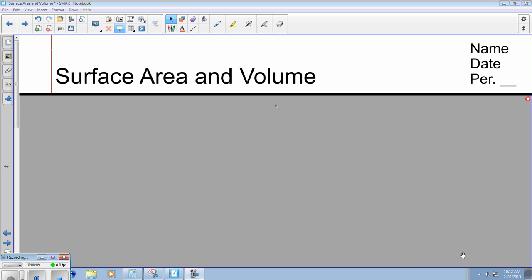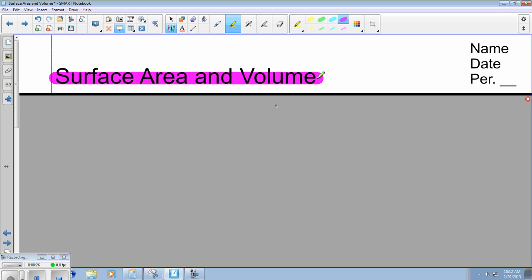So if you would go ahead and get your paper set up, you can put this title at the top and make sure you have your name, date, and period over on the right-hand side. And I'm going to highlight the title. Okay, and then make that horizontal line right with the top line of your loose leaf.